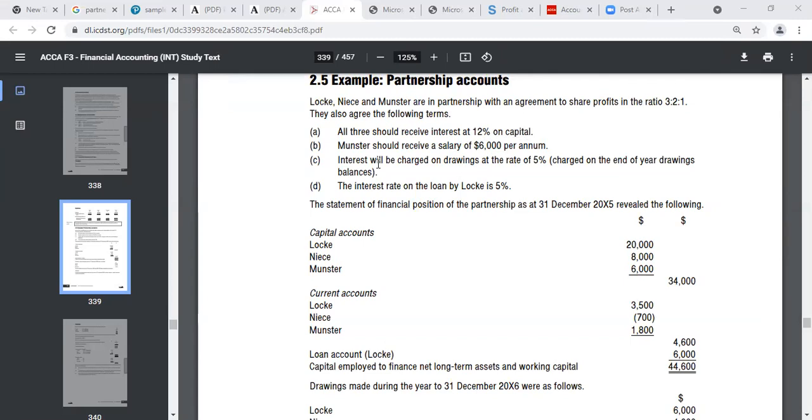They're also telling us that interest will be charged on drawings at a rate of 5%, charged on the end of their drawings balances. And the interest rate on the loan by Loki is 5%. So I think Loki gave us a loan, and that is the kind of interest that we pay to them. They are telling us that the statement of financial position of the partnership looks like this.